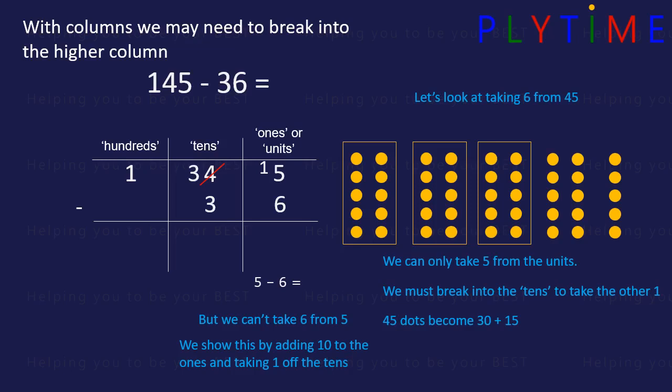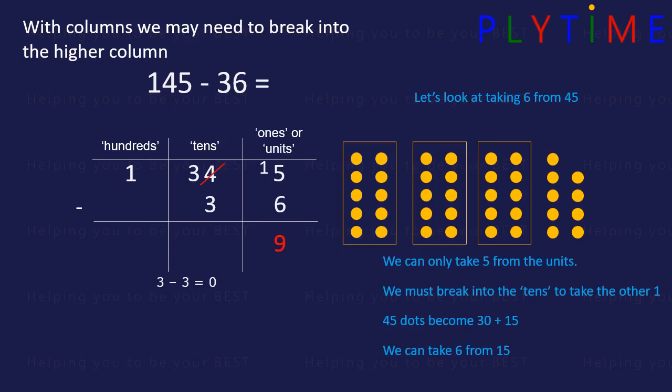Now we have 15 take away 6, and we can take 6 from 15. We're left with 9. 15 minus 6 equals 9. Now we move to the tens column. 3 minus 3 is 0. And finally the hundreds, 1 minus 0 equals 1. So our answer equals 109.